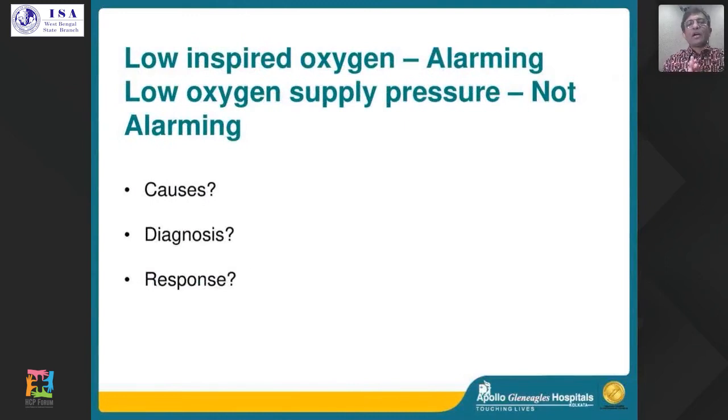Now, suppose there is another scenario. The low inspired oxygen or the FiO2 analyzer is alarming, but the low oxygen supply pressure is not alarming. Now, what could be the cause? How will you diagnose this? And what would be your response to this?